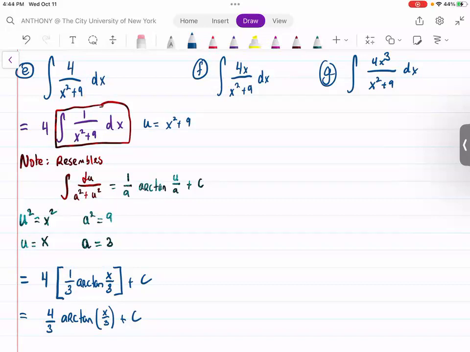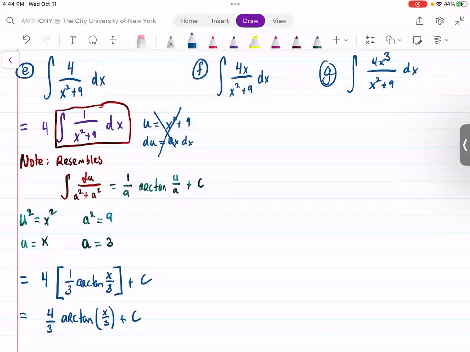You get 2x. There you go. So du is equal to 2x dx. Now, inside of the integral here, forget about the 2, do you have an x inside of this integral in the numerator for part E? No. So U substitution couldn't work. It couldn't work.